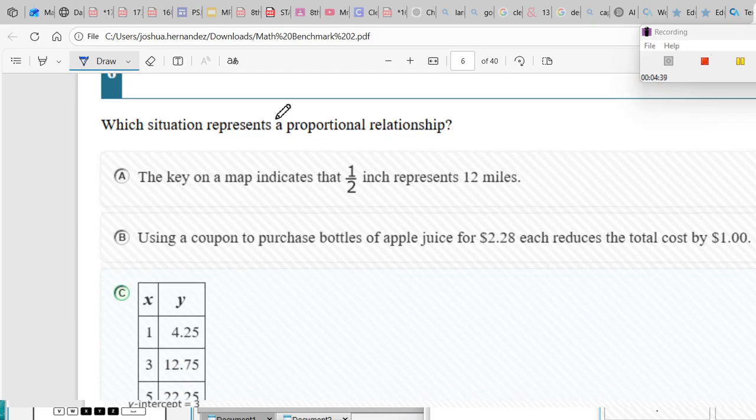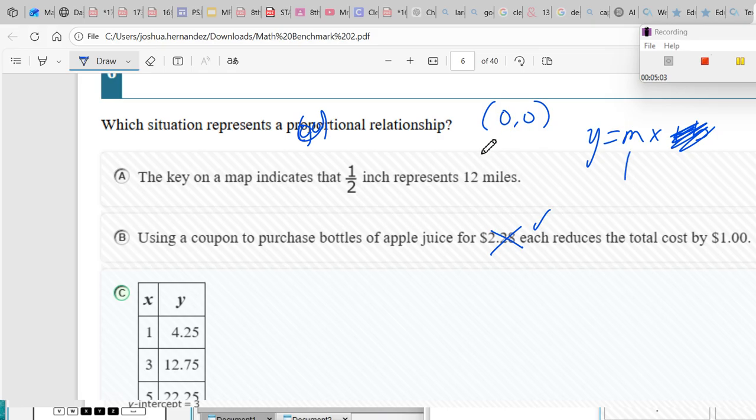Next one over here. Proportional means it goes through the origin, 0, 0. So for these two, you want to have it where y equals mx plus b, but really, there's no b. So we're actually looking for one number. So right here, I don't like this one right here. This has two numbers. Each is your per, your each, stuff like that. And then this one here makes two numbers down to up.